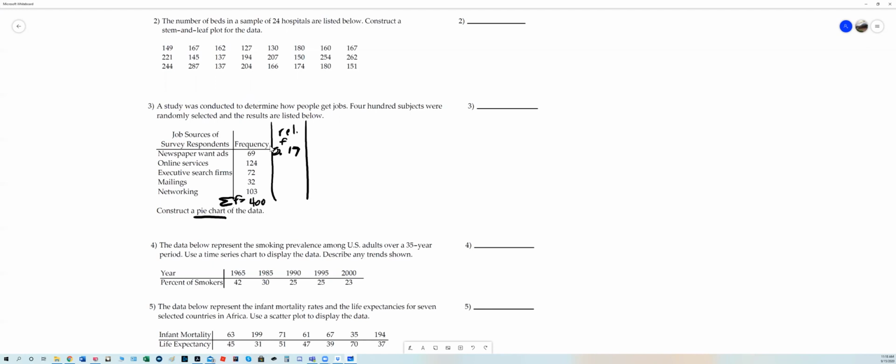And then the next one is 124 divided by 400. And we'll zoom in a little bit. It's 0.31. So that's a nice number. It's not that nice, but it's nice enough. And then 72 divided by 400.